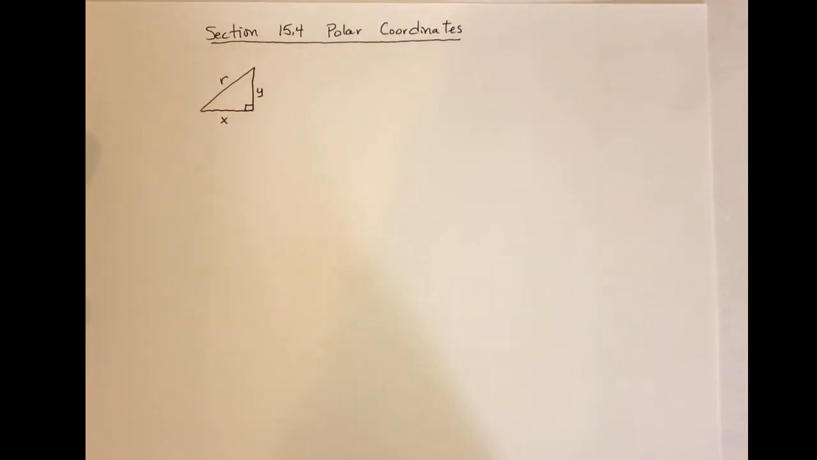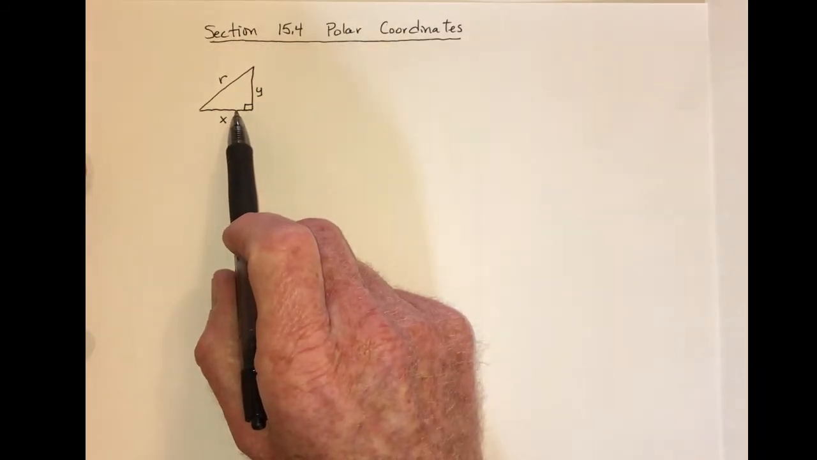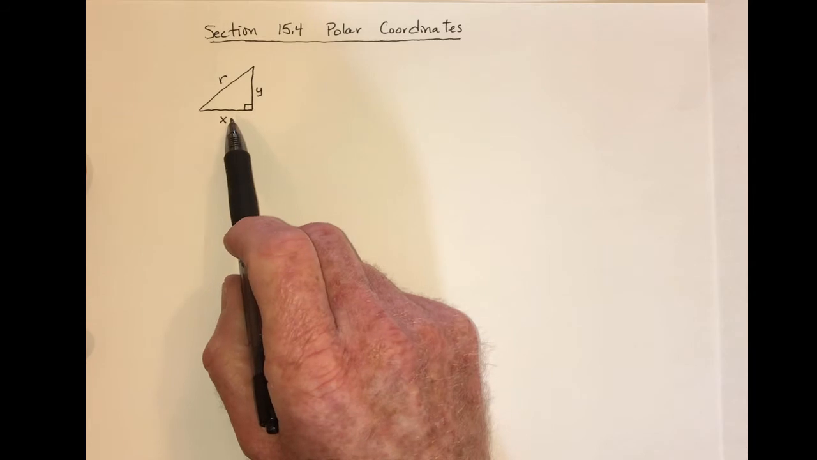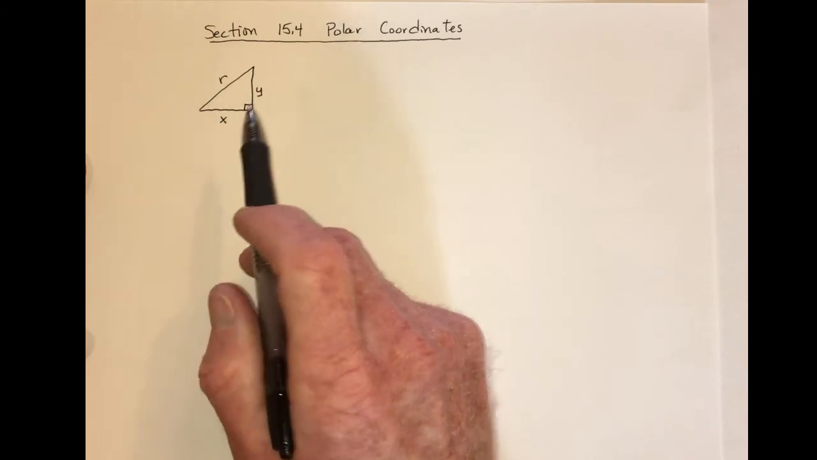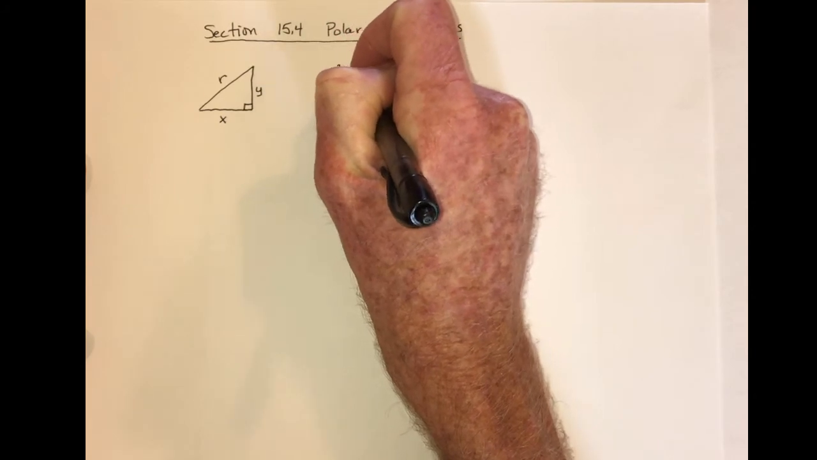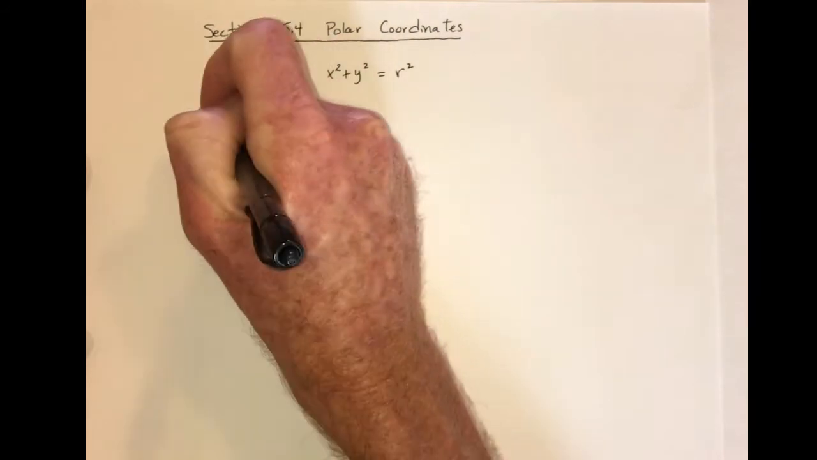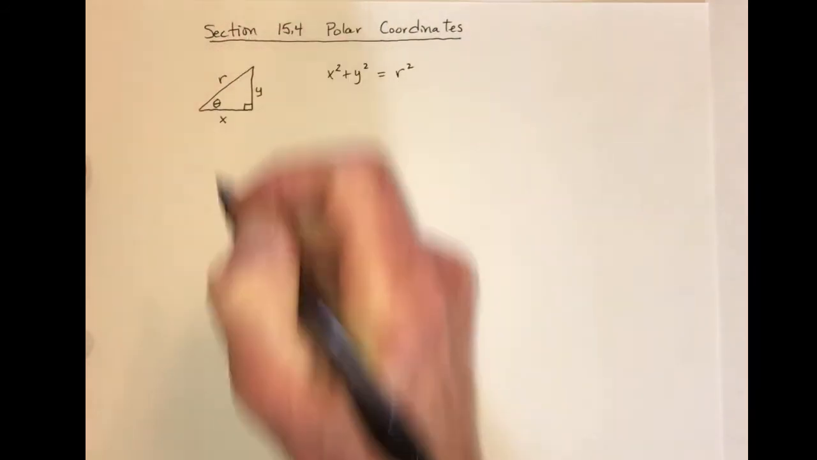Section 15.4, using polar coordinates for integration. So if you just remember right triangle trigonometry, or just draw a right triangle with x, y, and r as the sides, then some formulas that we're going to be using are x squared plus y squared equals r squared. And then have this as the angle theta.